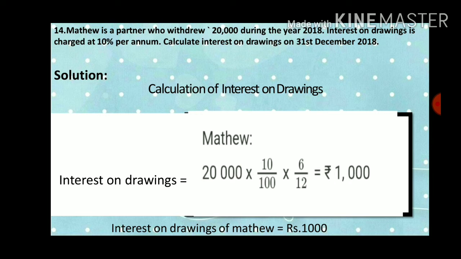This is a concept. So 6 by 12 in this problem, the period for which they have taken is not mentioned in the month, so that you can take 6 months. So interest on drawing: value 20,000 into rate of interest 10%, into 6 by 12. We take it ourselves, because as per the concept, when the month is not given, we consider 6 months here. So 6 by 12, we get rupees 1000. So interest on drawings is rupees 1000.